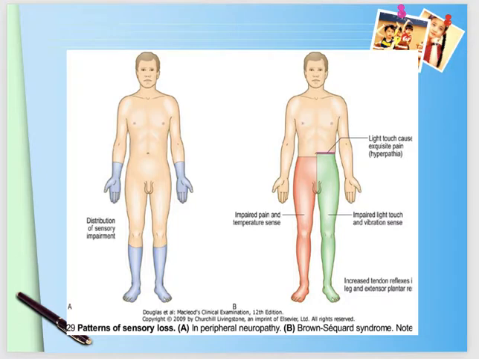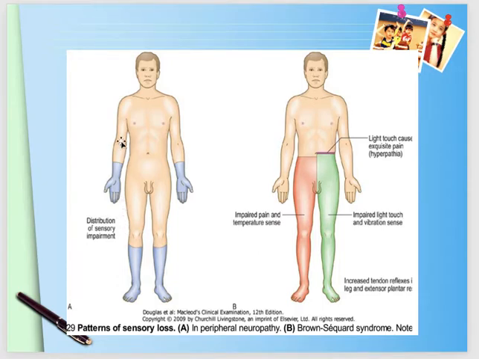Now you can see they're showing two patients, and they're showing the pattern of their sensory impairment. In this one, the person has no sensations here, here, and here. It seems like the person is wearing gloves and stockings. So in medicine we call it a glove and stocking fashion of impairment, which occurs in diabetic neuropathy.